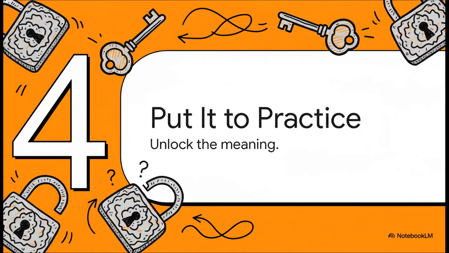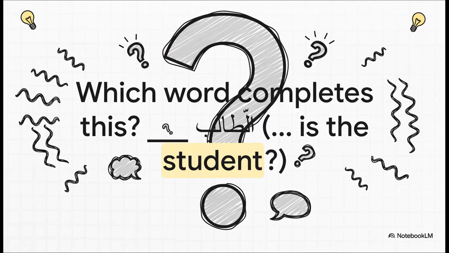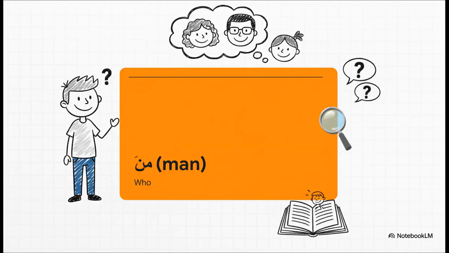Okay, you've seen the keys, you've seen how they work in a few examples. Now it's your turn to take the wheel. In this section, you're the one unlocking the meaning. Ready for this? Okay, here's the first one. The sentence has the word at-talib, which means the student. And the hint is the student. So which one of our words fits in that blank? Take a second to think about it. And the answer is man. Man al-talib? Who is the student? Perfect. This is your go-to for asking about people. Awesome job if you got that one.